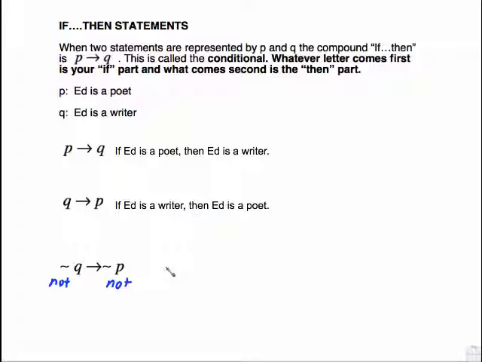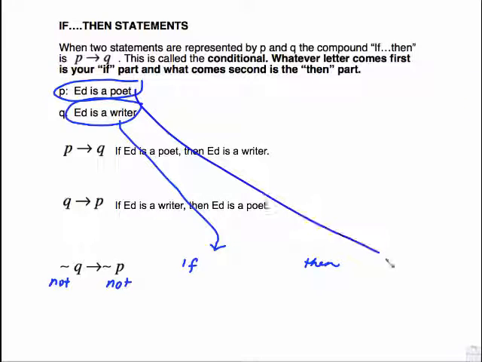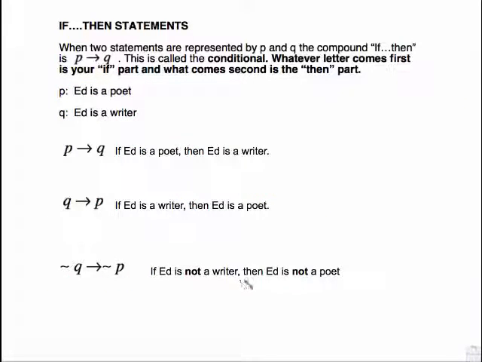It is still an if-then because of that arrow, so I can do if, I can do then, and Q came first, therefore this is the writer part. But it's not if Ed is a writer, because of the not, it's if Ed is not a writer. The P will go in the second position. Same idea, not P means I need to say then Ed is not a poet. So that's what this looks like. If Ed is not a writer, then Ed is not a poet. The writer was the Q, that's why it went first. The poet part is the P, that's why it went second. And because of the not, we have the tilde.